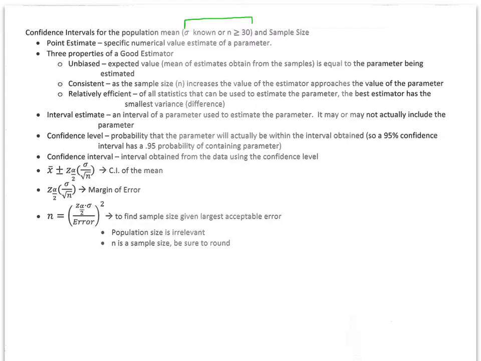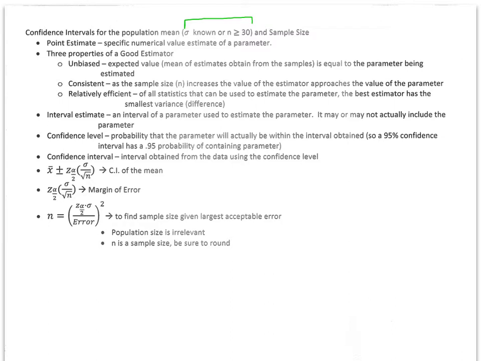There are three properties of a good estimator. The first one has to be unbiased, which means the expected value is equal to the value that I actually get. So the mean that I get from my sample matches the mean of the actual population.